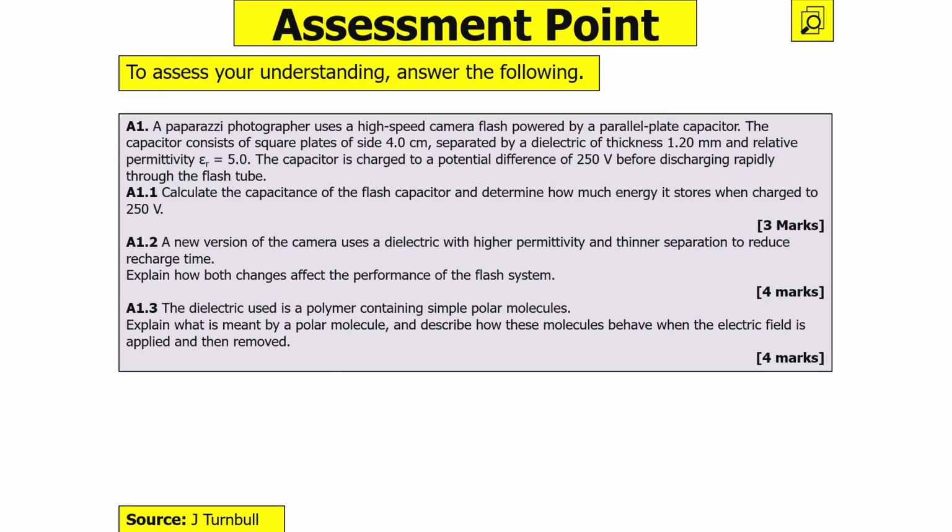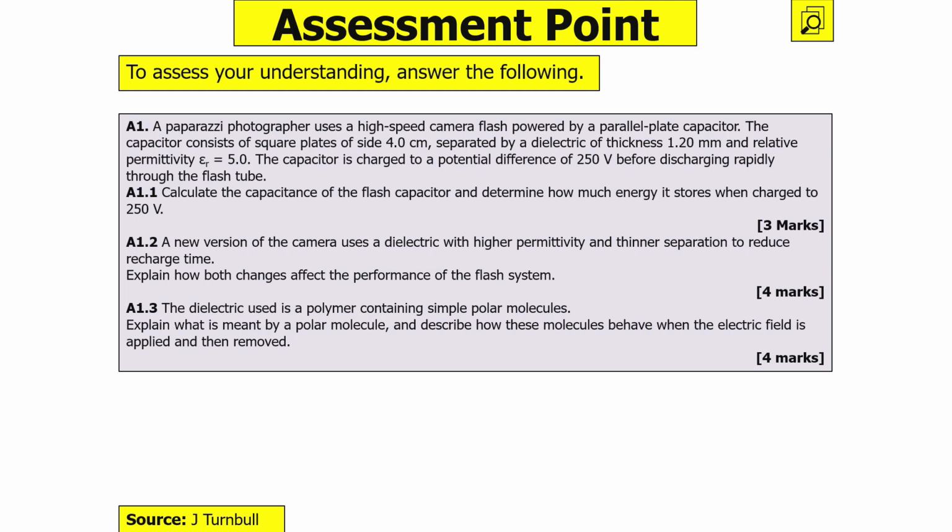A paparazzi photographer uses a high-speed camera flash powered by a parallel plate capacitor. The capacitor consists of square plates of side 4 cm, separated by a dielectric of thickness 1.20 mm and a relative permittivity of 5. The capacitor is charged to a potential difference of 250 volts before discharging rapidly through the flash tube. Calculate the capacitance of the flash capacitor and determine how much energy it stores when charged to 250 volts. A new version of the camera uses a dielectric with a higher permittivity and thinner separation to reduce recharge time. Explain how both changes affect the performance of the flash system.